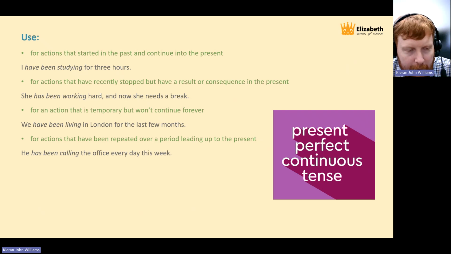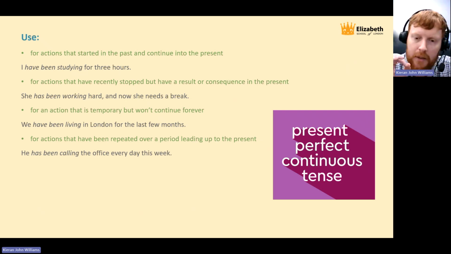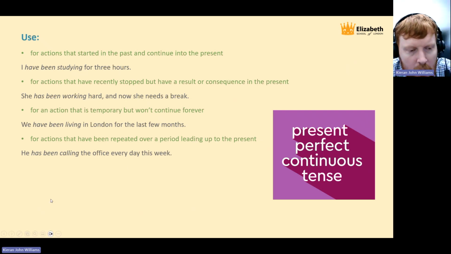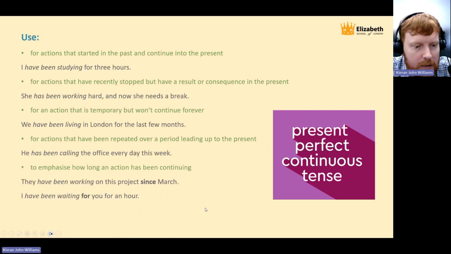Now, also, for actions that have been repeated over a period of time leading up to the present. So it's similar to this one at the top about something that started in the past and continued now, but this is something that is happening again and again up to the present. So it says here, he has been calling the office every day this week. So, imagine this is a Friday. He called on Monday, Tuesday, Wednesday, Thursday, and now he is calling again on the Friday. This is where you would use present perfect continuous.